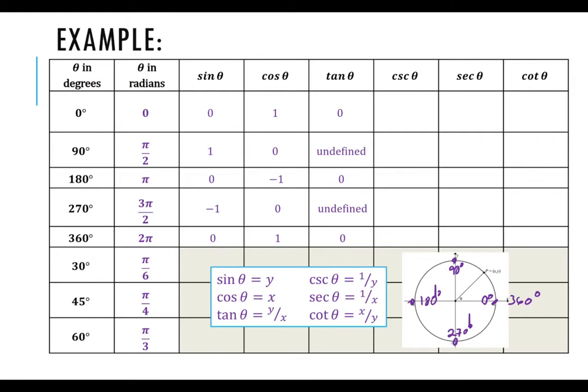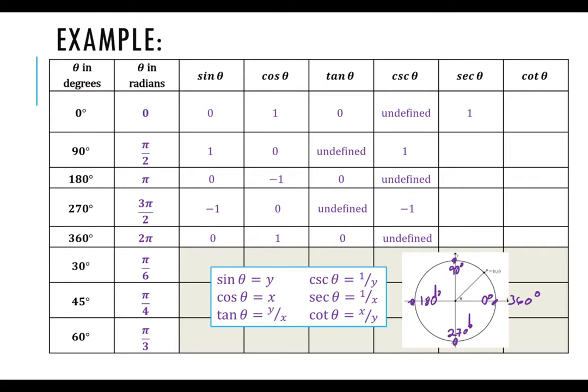Then, same thing, but now we're dealing with reciprocals. So cosecant of theta is 1 over y. Secant of theta is 1 over x. Cotangent of theta is x divided by y, looking at the ordered pairs as I wrap around on my unit circle. Cosecant of 0 degrees is undefined, right? Cosecant of 90 degrees is 1. Cosecant of 180 degrees is undefined. Cosecant of 270 degrees is negative 1. Cosecant of 360 degrees is undefined.